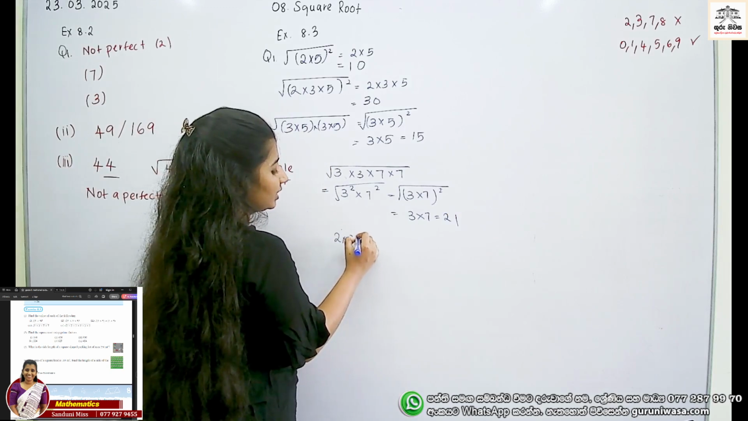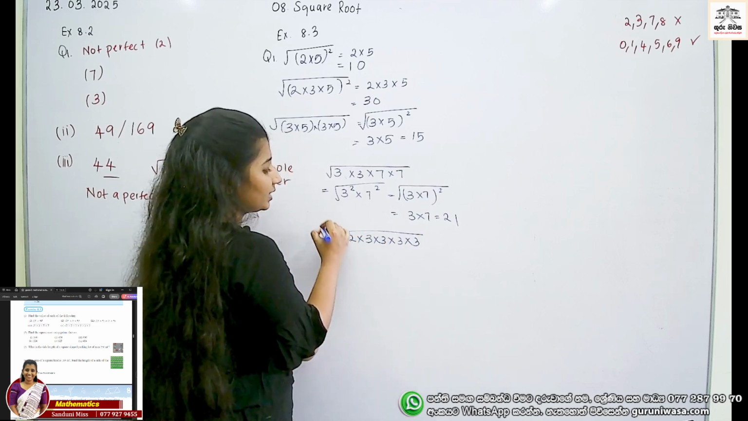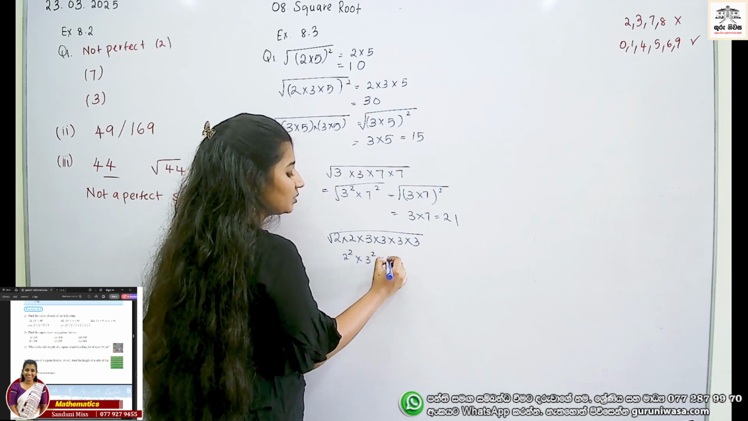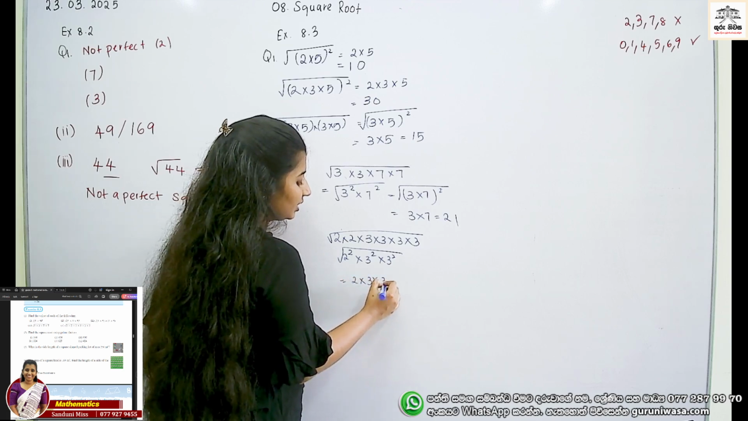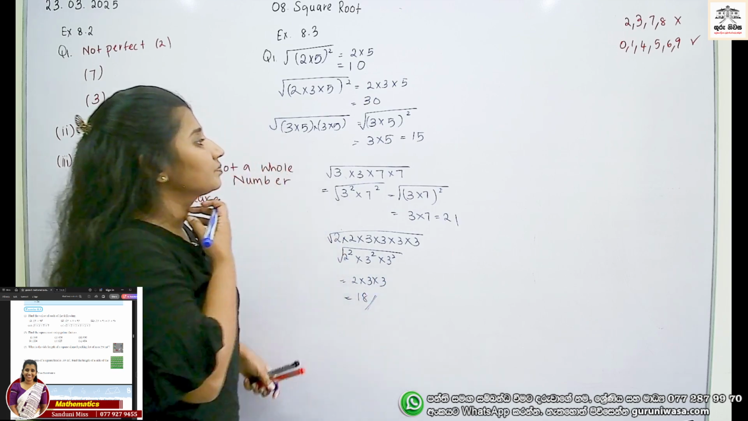2 times 2 times 3 times 3 times 3 times 3. So we'll write it as powers. 2 to the power 2 times 3 to the power 2 times 3 to the power 2. So you can simply get 2 times 3 times 3. 6 times 3 is 18. Okay?